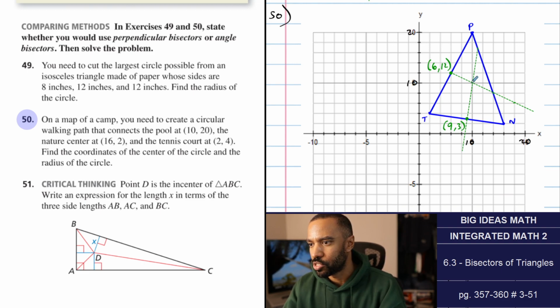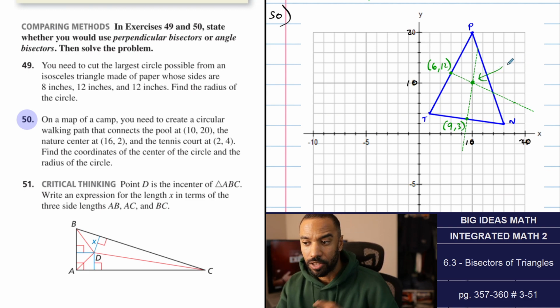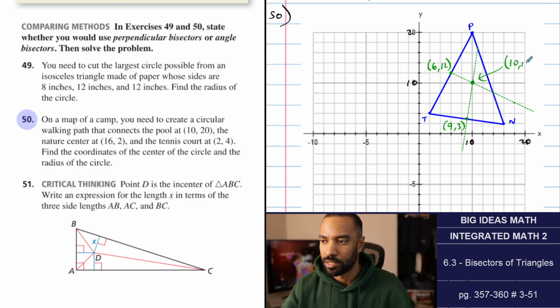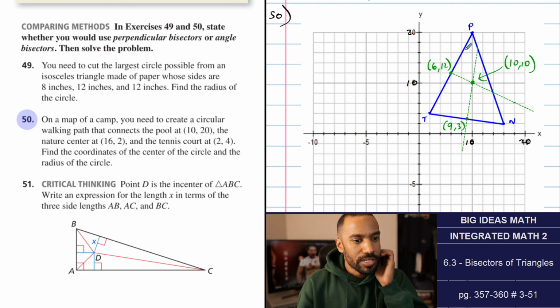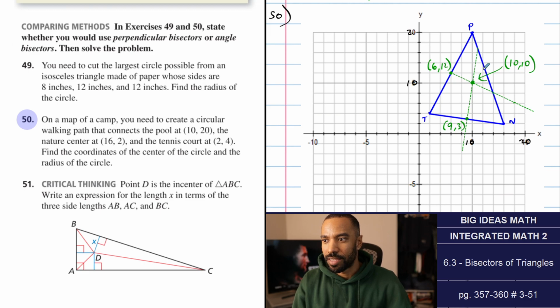I'm going to imagine that this is the circumcenter. Remember, it's got to be equidistant to these 3 points here. So I'm going to imagine that that is an actual integer set of values. Maybe it is, maybe it's not, but that is 10, 10. Looking pretty good. Now, it does say find the radius of the circle. That means I need to find the distance to any of these.